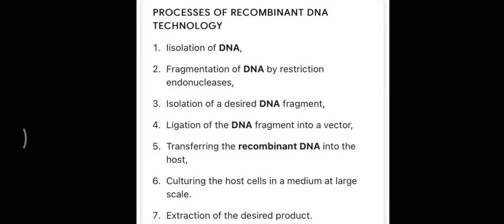Now in our today's class, we are going to deal with the step number 5, 6 and 7, that is how the recombinant DNA is transferred into the cell or the host organism, then how the culturing is being done of these host cells on the large scale. The large scale culturing is basically done in bioreactors.